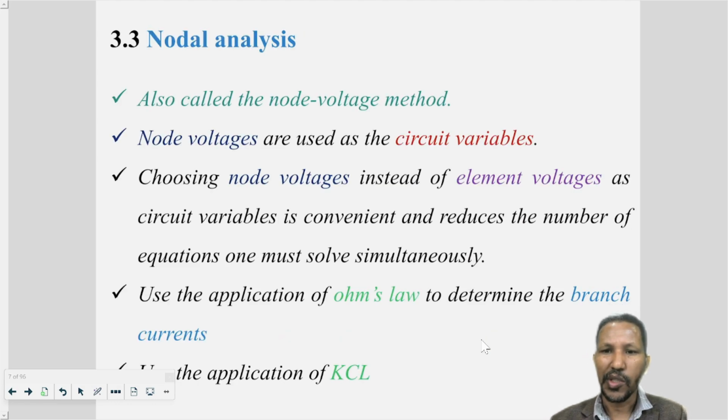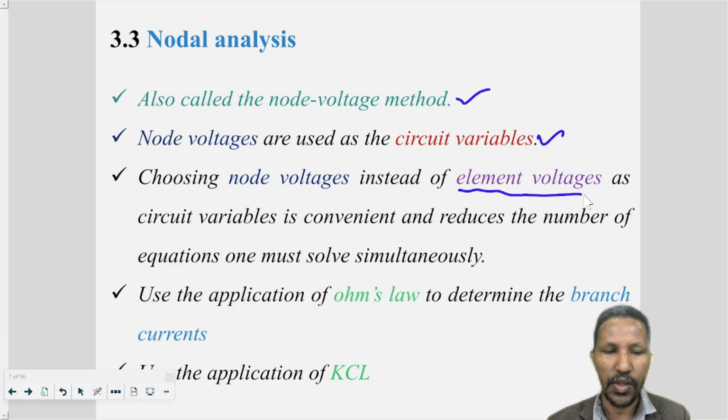So when we consider node analysis, we call it the node voltage method, where node voltages are used as circuit variables. Choosing node voltage instead of element voltages, instead of considering the voltage across an element, it is better to use node voltage as a circuit variable, which is very important to reduce the number of equations one must solve simultaneously.